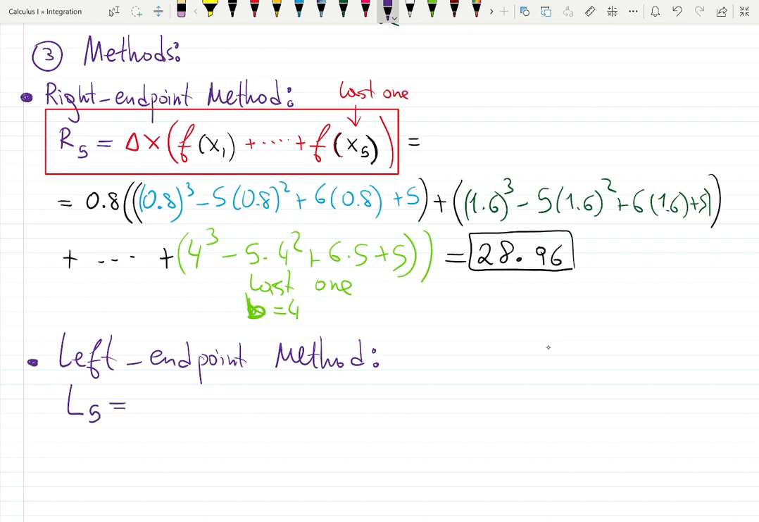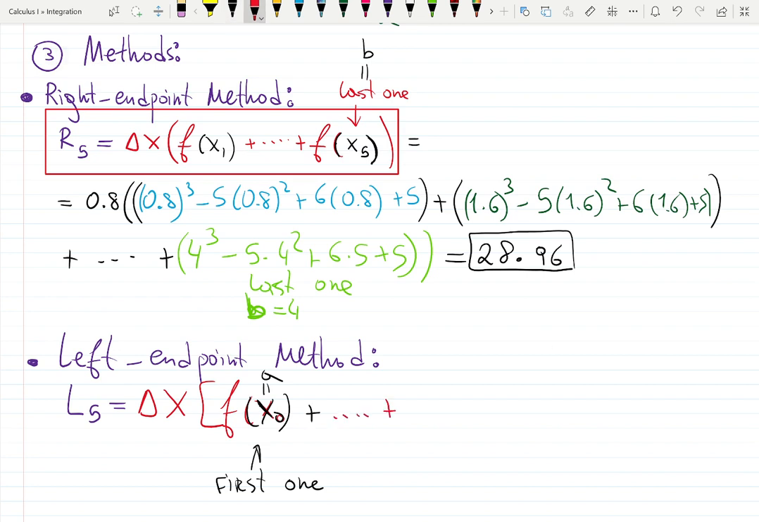L sub 5 will be the same formula. You just need to know that now you start with A. You actually start with f, and you put the very first one in it, x sub 0. So that's the big difference. That's going to be the first one, A, while before it was the last one, B. Plus and so on. And then you don't plug in the very right one. So it's going to be x sub 4.